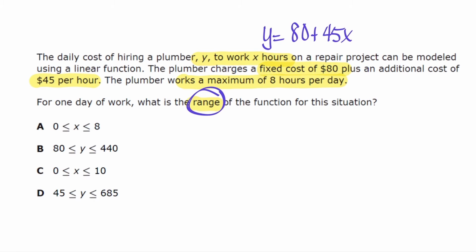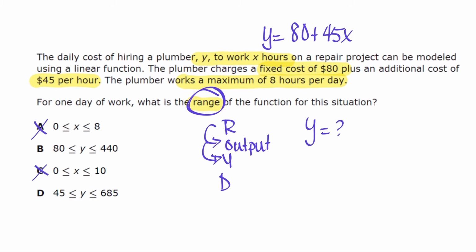So we're talking about the range. In this case, remember, we're talking about the Roid part of our mnemonic, which is the output, or the Y variable. So we're thinking about what are the possible values of Y. We can automatically cross off answer choices A and C. So the values of Y, well, let's think about how many hours he works. If he works no hours, we would get Y equals 80 plus 45 times 0, for 0 hours. So that equals 80. So 80 would be the smallest value in our range.